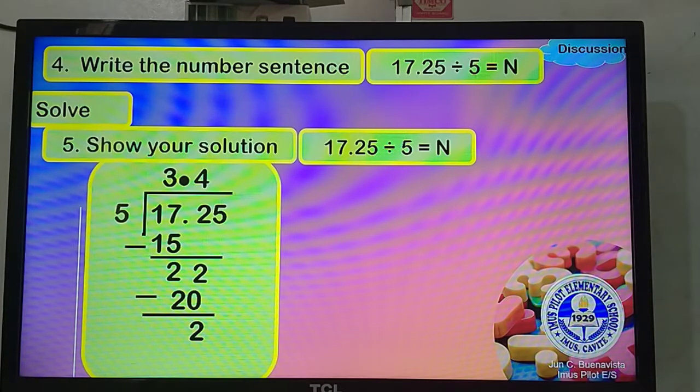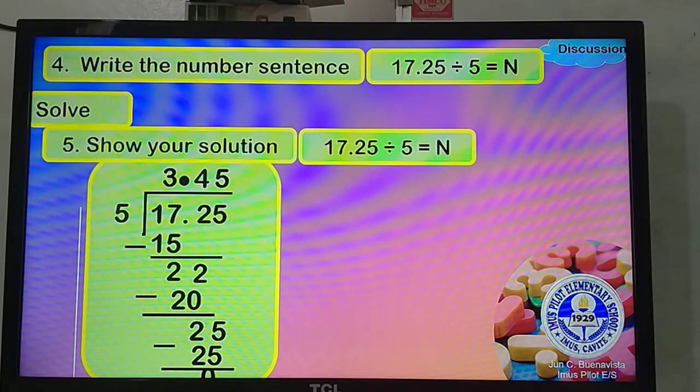Then, we have the last digit that is left. Bring it down, so that is 25 now. So then, divide 25 divided by 5 equals 5. Then 5 times 5 equals 25. Then subtract. Okay, so 25 minus 25 equals 0. So there is no remainder. Now, we have our solution and our answer is 3 and 45 hundredths.